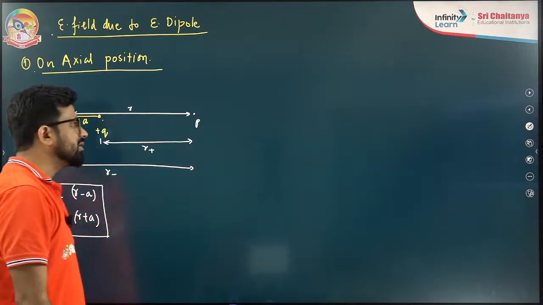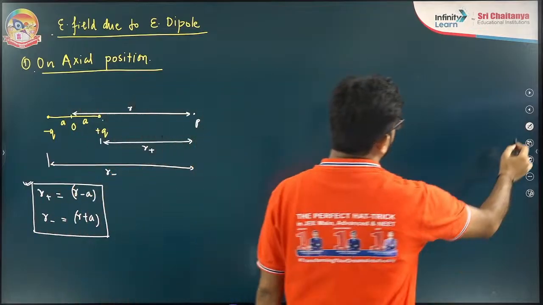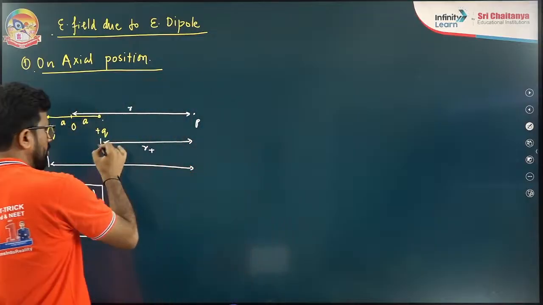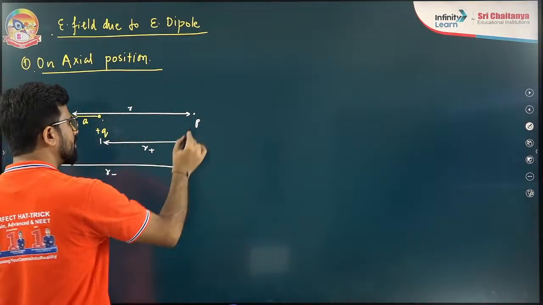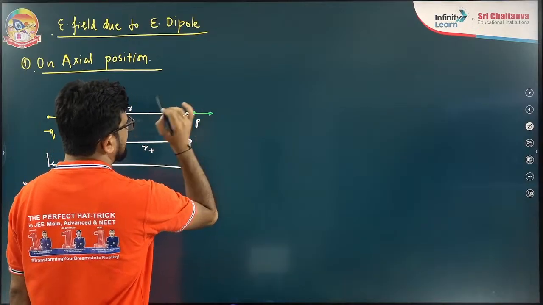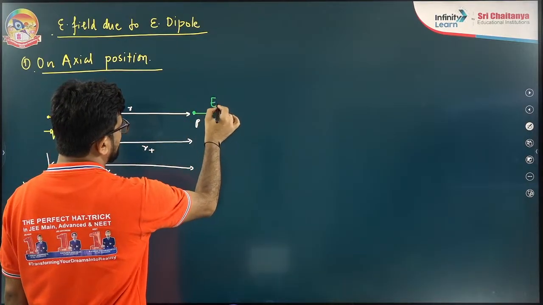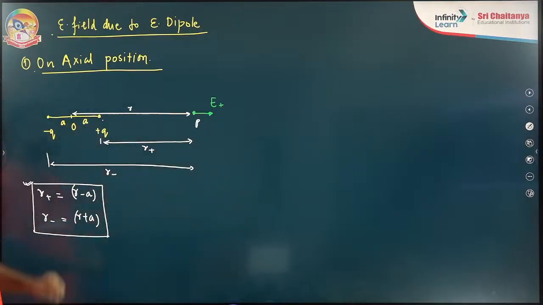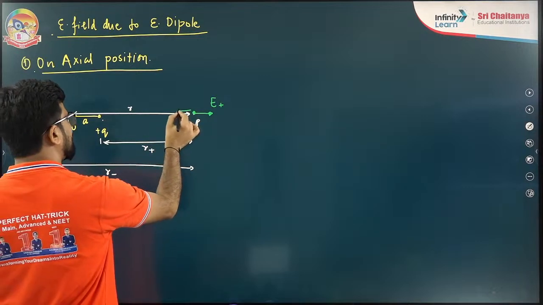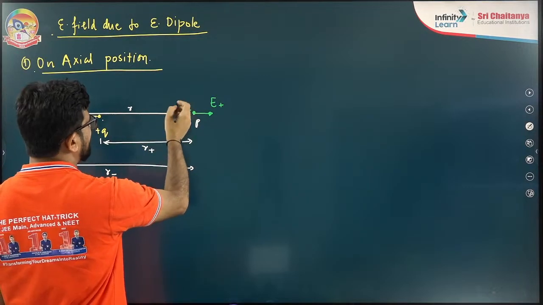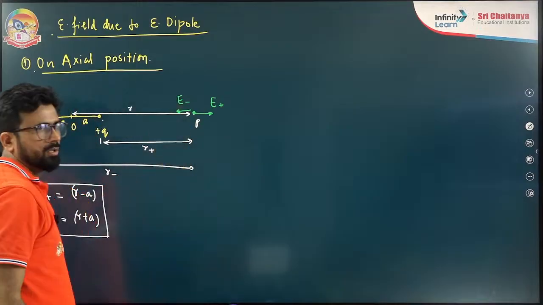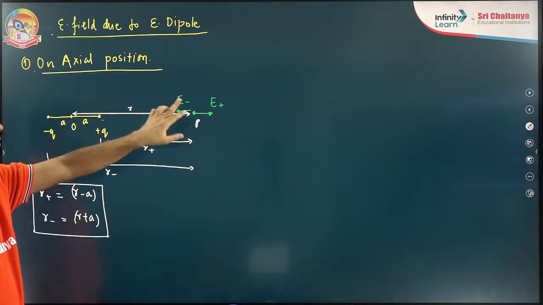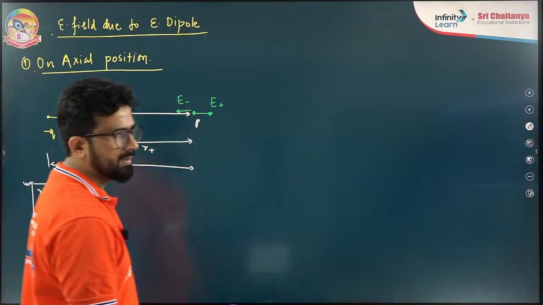Now the second concept that you have to learn. What is the second concept? At point P, due to the positive charge, the field would be in the rightward direction, radially outward. This is the field due to the positive charge. But at point P, due to the negative charge, the field would be in the negative direction. That means this is a leftward direction, radially inward, that is E negative. So if I want to calculate the net field at point P, we have to subtract, not add.